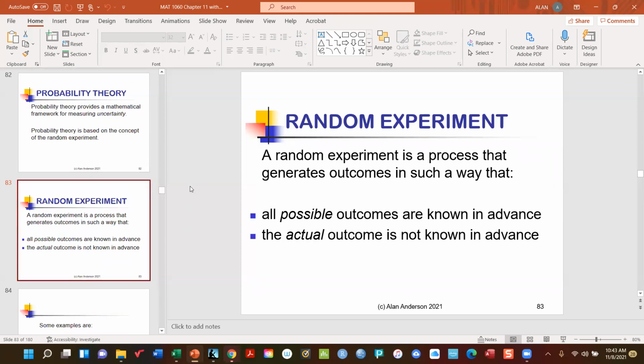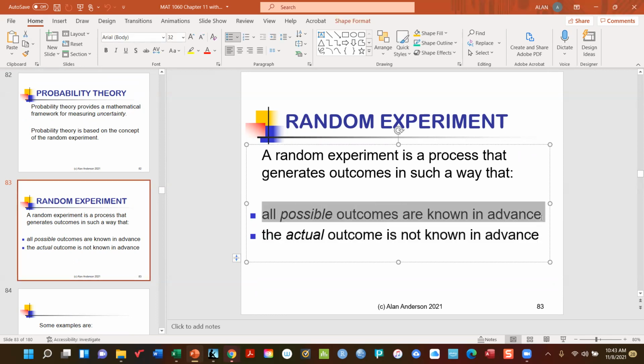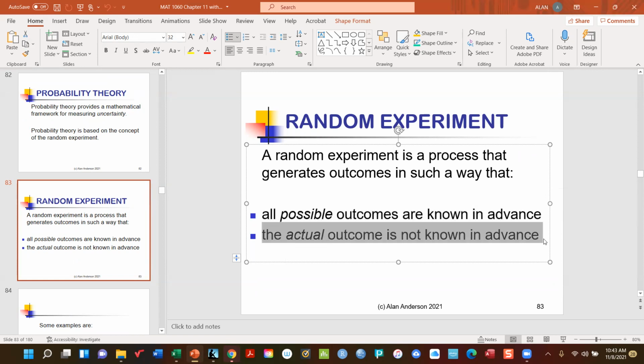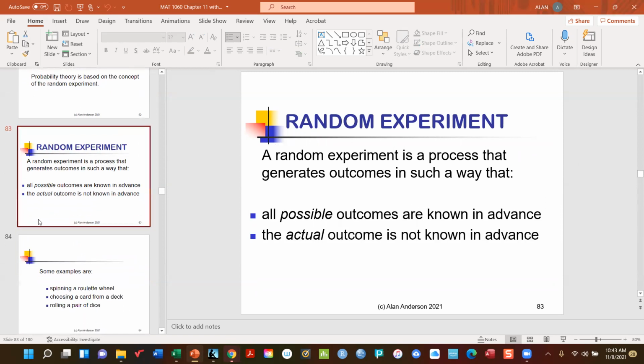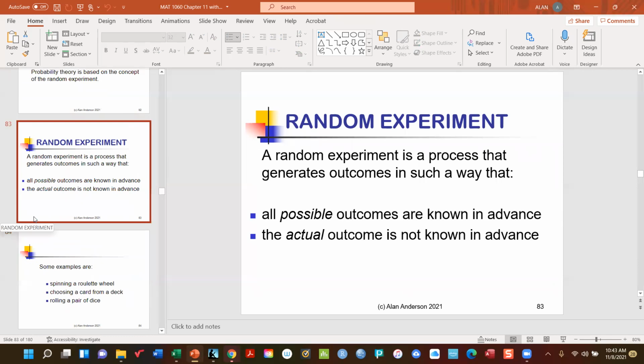What's important, though, is that we need to have a process where all the possible outcomes are known in advance. But of course, the actual outcome is not known in advance. Otherwise, it would no longer be random. So when these conditions are met, it becomes very straightforward to assess or assign probabilities.